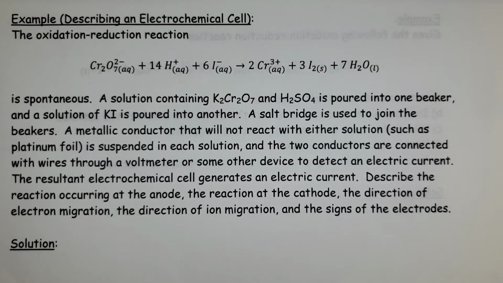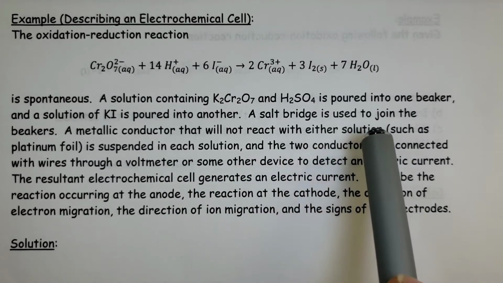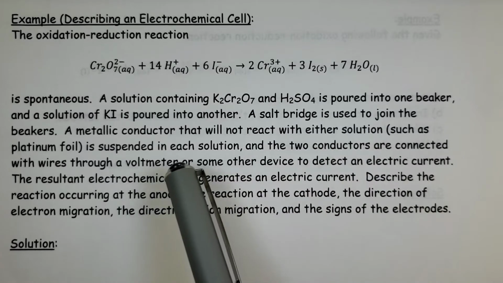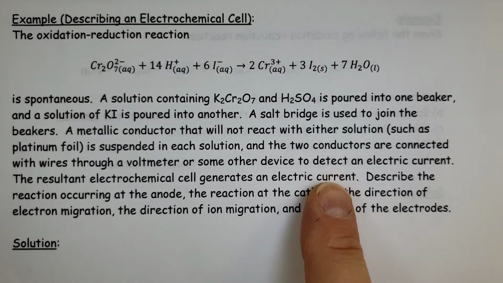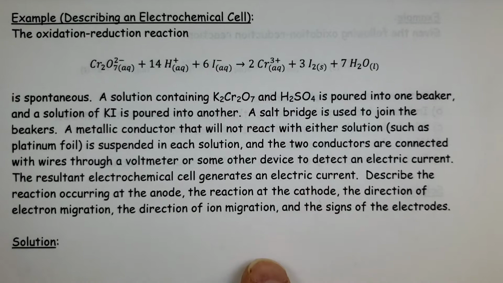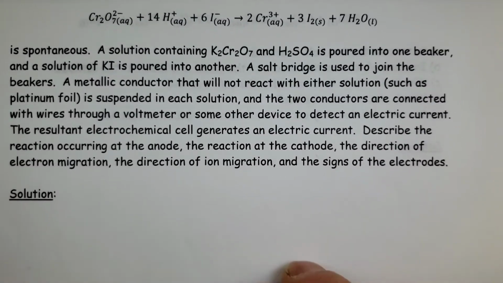A solution containing K2Cr2O7 and H2SO4 is poured into one beaker, and a solution of KI is poured into another. A salt bridge is used to join the 2 beakers. A metallic conductor that will not react with either solution, so we're using that for anodes and cathodes so they don't get used up, is suspended in each solution. The two conductors are connected with wires through a voltmeter or some other device to detect an electric current. The resultant electrochemical cell generates an electric current.